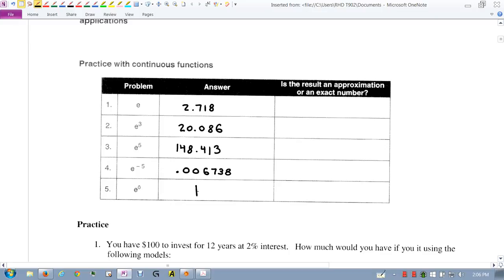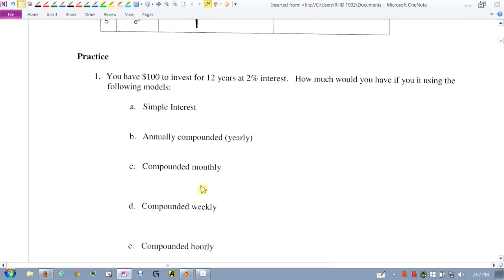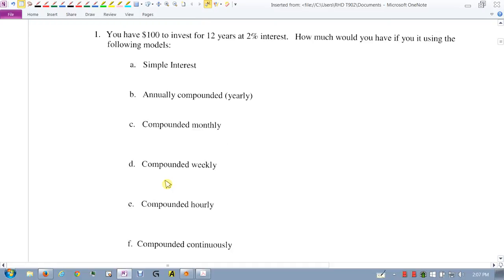Okay, so if we can use the e key, then we can apply the other formula. And this next example gives us an insight into how we get different answers if we use different n values, and what happens if we do it continuously. And what we're going to see at the end is they're all pretty close to each other. All right, so you have $100 to invest for 12 years, at 2%. How much would you have if using the following models?